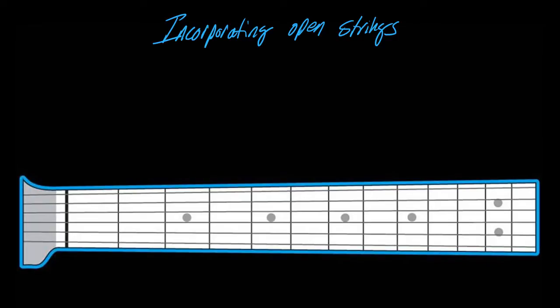Now we're going to look at incorporating open strings when playing a lead line. Most of the worship songs that we play, the modern stuff, has a signature guitar lead line that's kind of like the thumbprint of the song, and it really stands out.